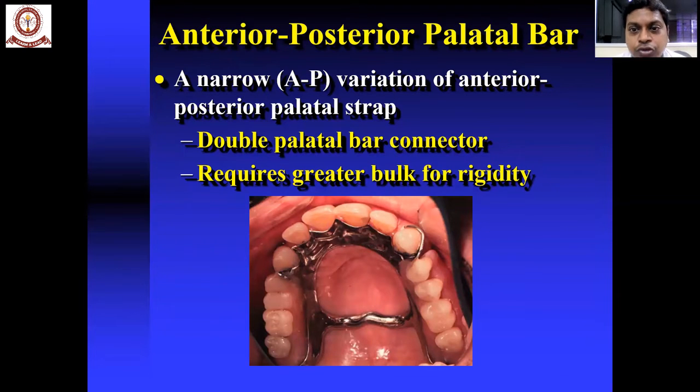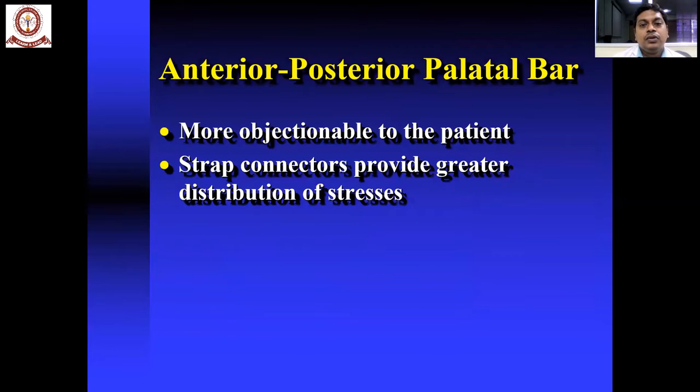Next is the anterior-posterior palatal bar. This is the AP, a narrow variation of the anterior-posterior bar. This is a double palatal bar connector, which requires greater bulk for rigidity. You need a lot of bulk of the material, and that's going to increase the rigidity of the major connector. The anterior-posterior palatal bar is more objectionable to the patient.